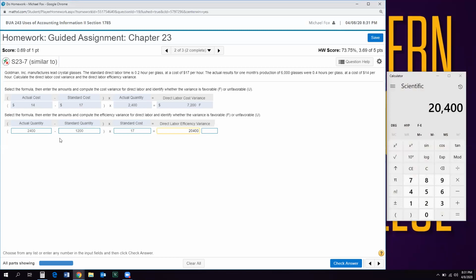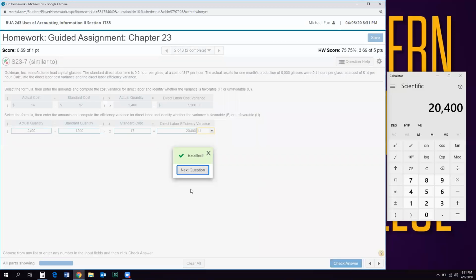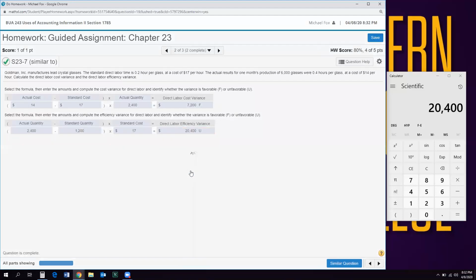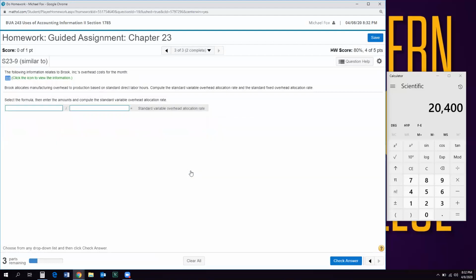And let's see. So since our actual quantity is higher than our standard quantity, now I'm confusing myself. I'm going to call that unfavorable. Let's see if I'm getting confused. Nope, that's right. So if our actual quantity is higher than our standard quantity, then that's going to be an unfavorable variance. And that's it. So on to problem number 3.